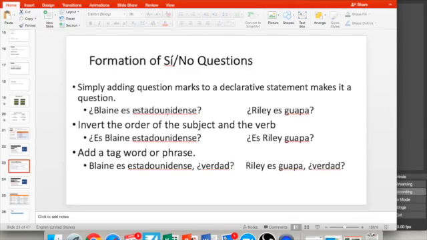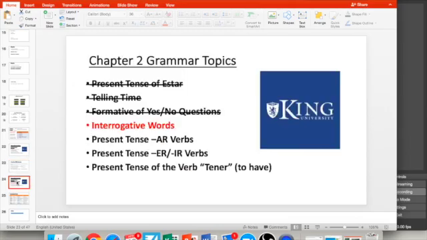Or we can invert the subject and the verb. Instead of saying Riley es guapa, es Riley guapa. Okay? Or we have the final option there of saying Riley es guapa, verdad? Riley is attractive, right? Okay, so hopefully those are usually pretty easy for most students.